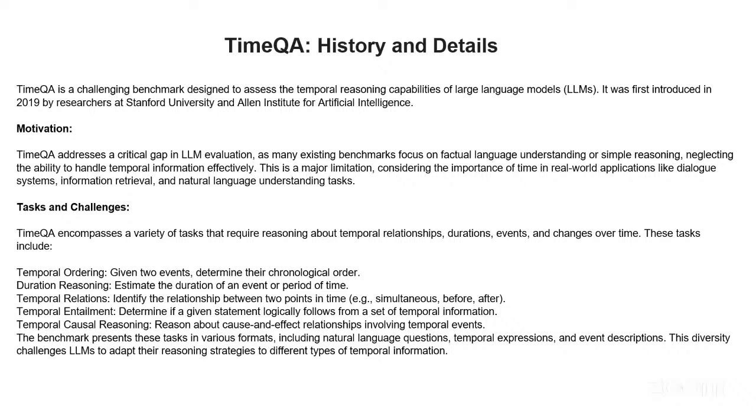TimeQA encompasses a variety of tasks that require reasoning about temporal relationships, durations, events, and changes over time. These tasks include temporal ordering: given two events, determine their chronological order. Duration reasoning: estimate the duration of an event or period of time. Then temporal relation: it identifies the relationship between two points in time.